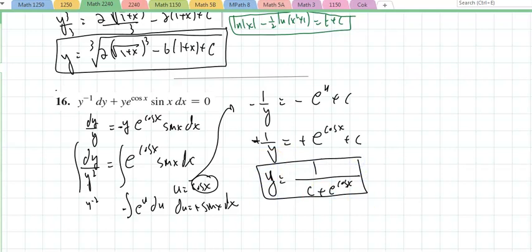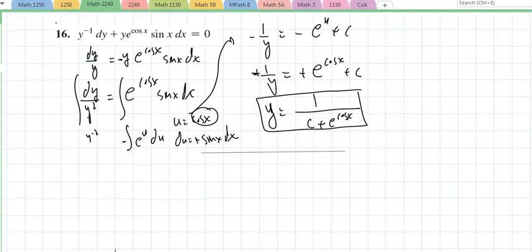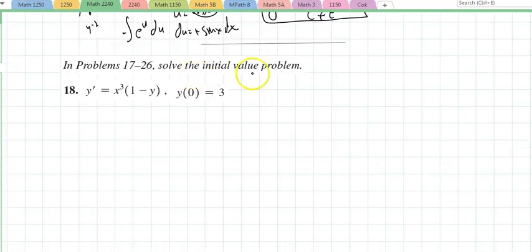That's the first set of problems. The next set of problems, they give you the initial condition, meaning you could actually find the value of c. Let me get those going. And here's a problem. Solve the initial value problem.